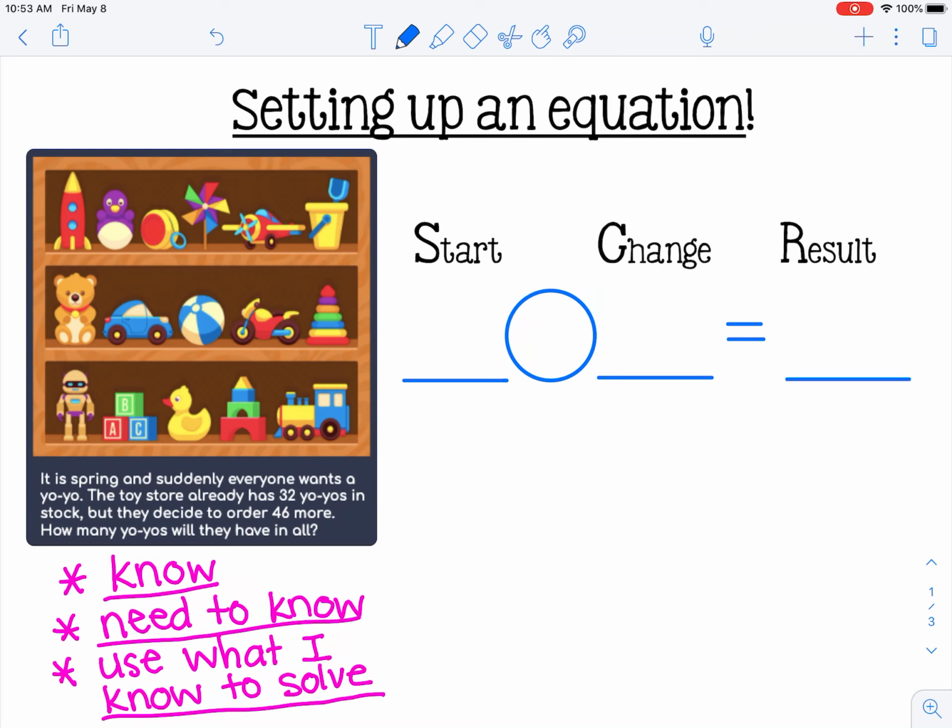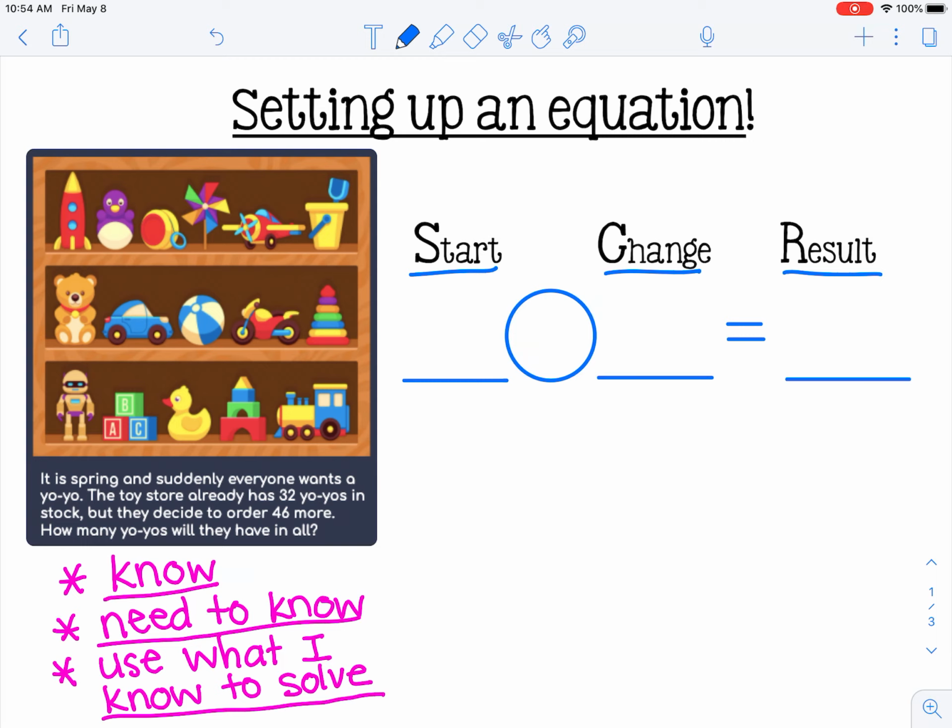When we read a story problem, we want to think about, like I've said in previous slides, what we know, what we need to know, and then how we're going to use what I know to solve the problem. In every equation, there's a start, a change, and a result. So the story problem starts somewhere, but it isn't actually always going to be at the beginning. There's going to be something that changes in the story problem, and then the result is what we end up with.